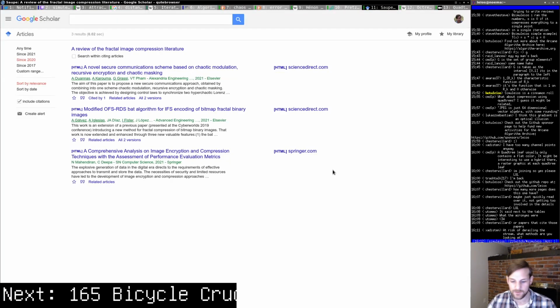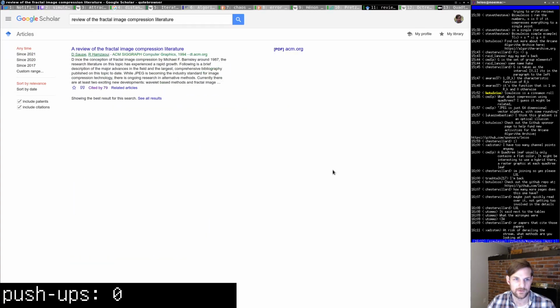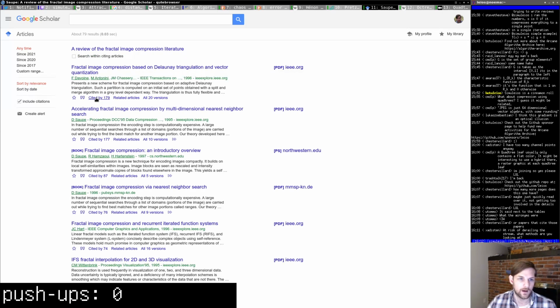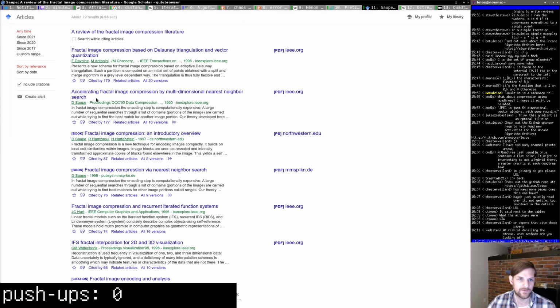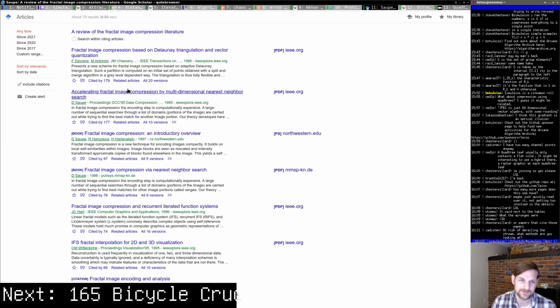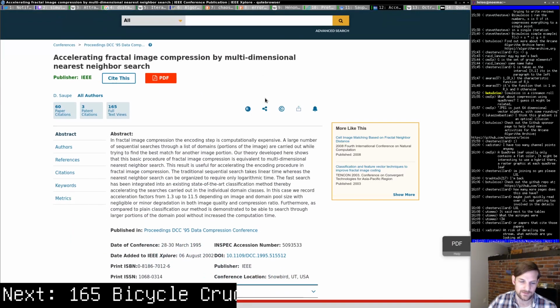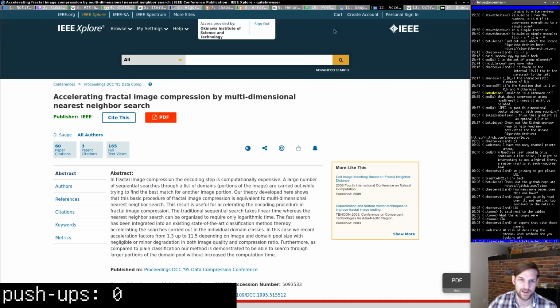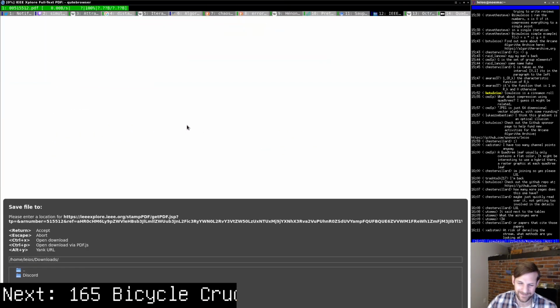Okay. So I'm going to just kind of go back a few slides here until we go here, review fractal, and this is cited by 79 people. Oh, was I already just looking at, okay. Yeah, this is fine. Should we search within citing articles as well? Fractal image compression based on Delaunay triangulation and vector quantization. Do we want to go into Delaunay anything? I feel like I don't want to go into Delaunay anything. Anytime I think about Delaunay, I get confused. Accelerating fractal image compression by multidimensional nearest neighbor search. This must be to find the distance metric earlier. Like that must be what that is, right? Let's look at it. Let's see what it is.